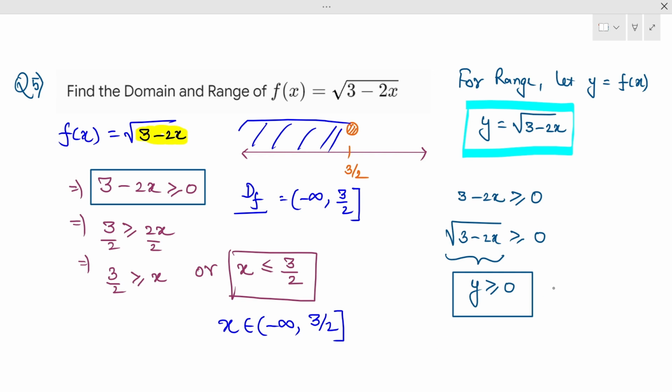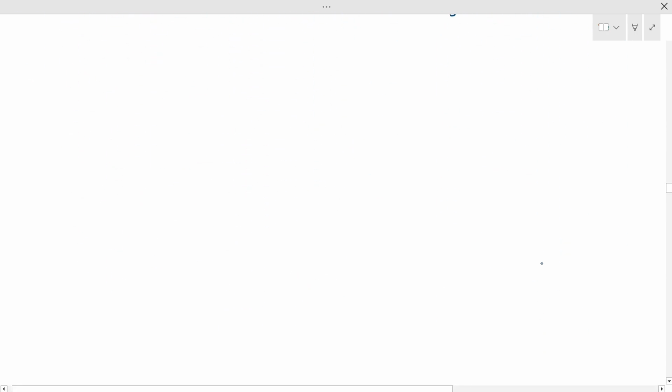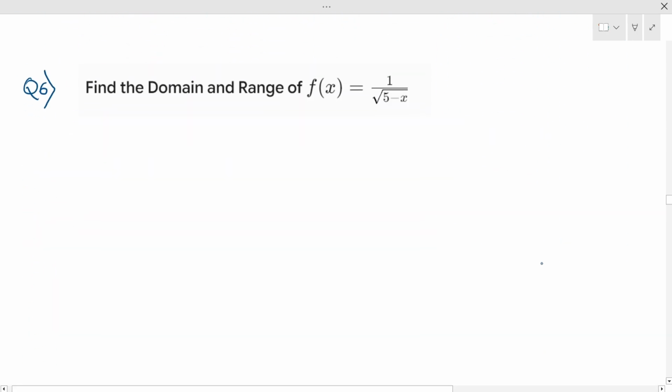So what will be the range? y should belong to 0 to infinity. So the range of f will be 0 to infinity. So the domain is this and the range is this. Alright, let's move ahead. Next is find the domain and range of this function.